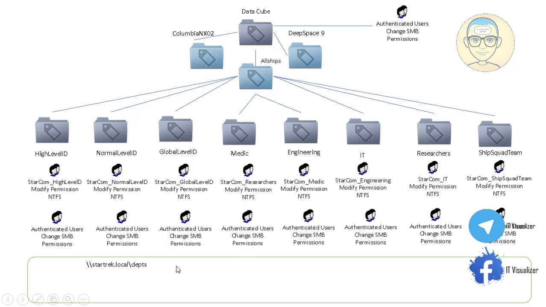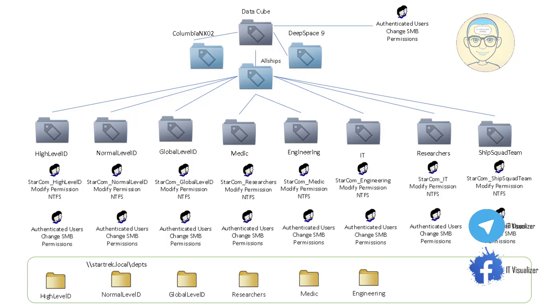So first, after making the DFS namespace, star trek.local, we'll make a folder in it called depths, and we will give the authenticated users read permission on this folder. And in this folder we will create 8 folders. We call them pointers: high level, normal level, global level, researchers, medic, engineering, IT, and squad team. These folders are the ones that the users will access.